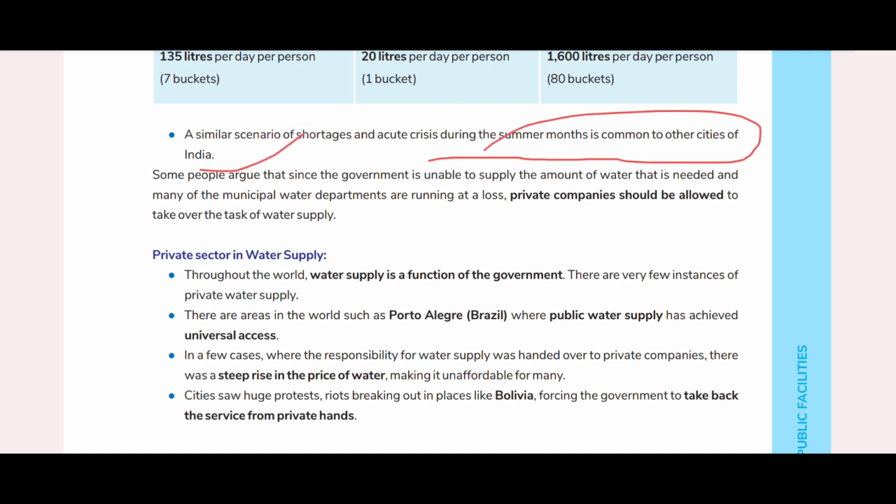Some people argue that since the government is unable to supply the amount of water that is needed and many of the municipal water departments are running at a loss, private companies should be allowed to take over the task of water supply.